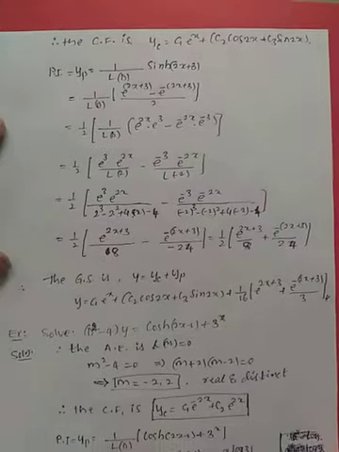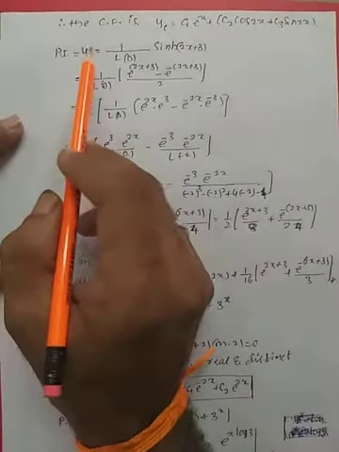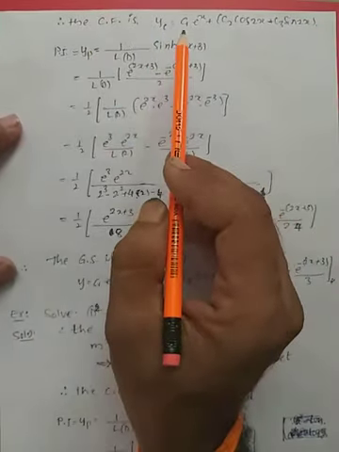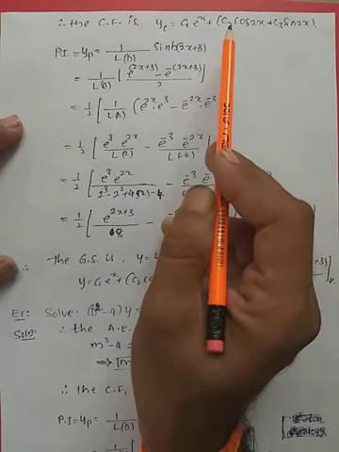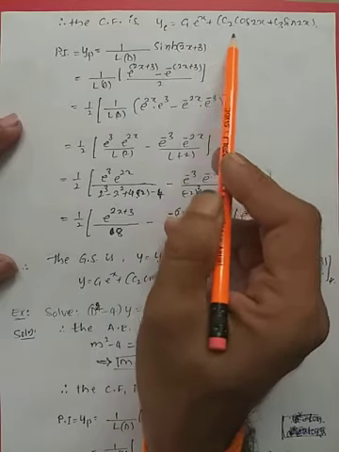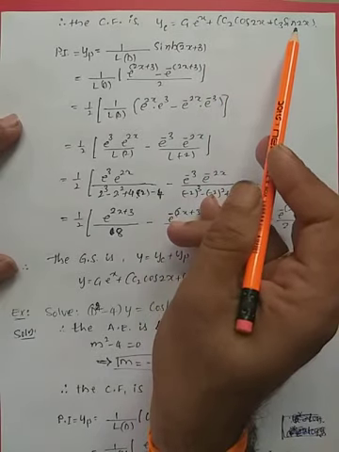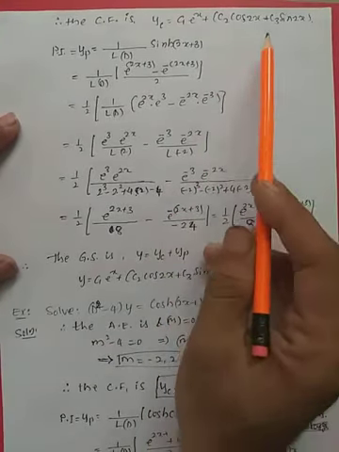Therefore with respect to this, the complementary function yc can be written as c1 into e to the power x. Here alpha, that is the real part, is absent, so we can write directly c2 into cos 2x plus c3 into sin 2x. This is the required complementary function.